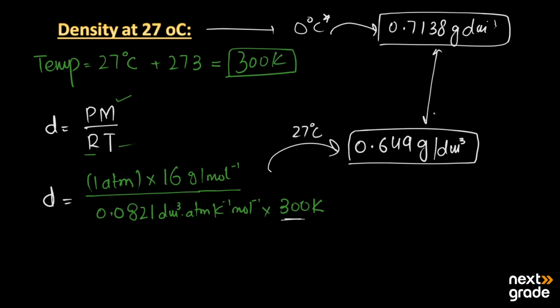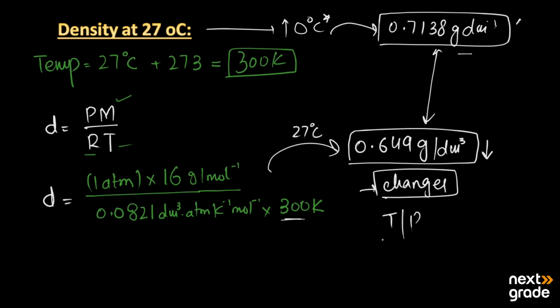You can compare these two densities. When we increase the temperature, the density decreases. It means there is an inverse relation, and under the given conditions, the density of gases changes when different conditions of temperature and pressure are applied to them.